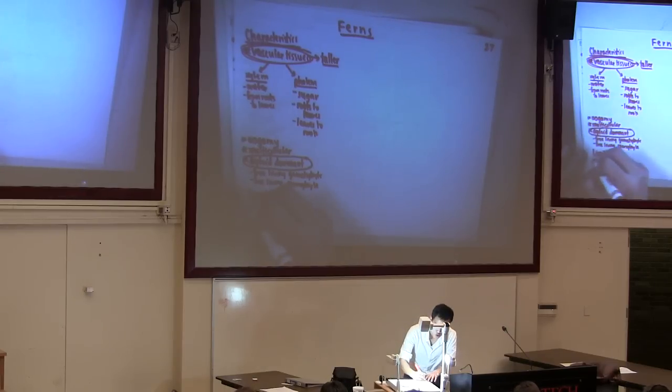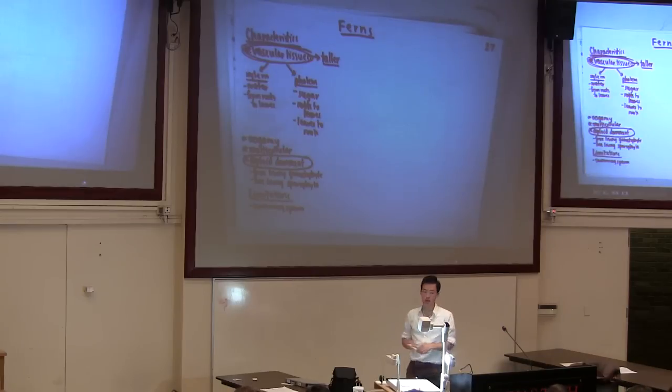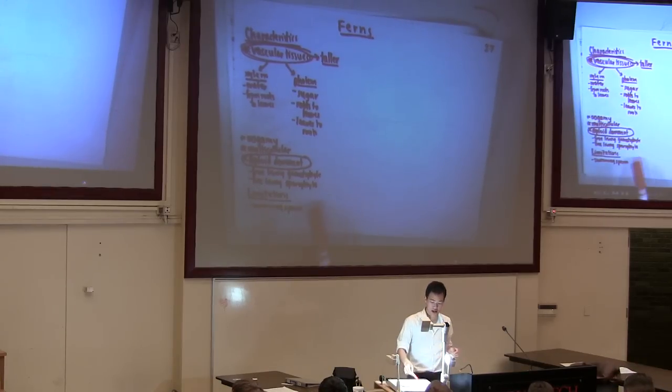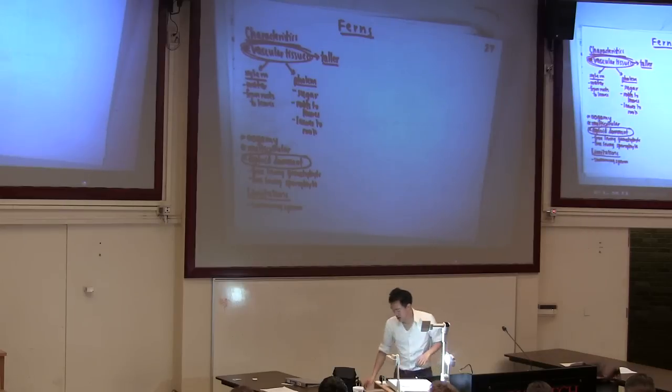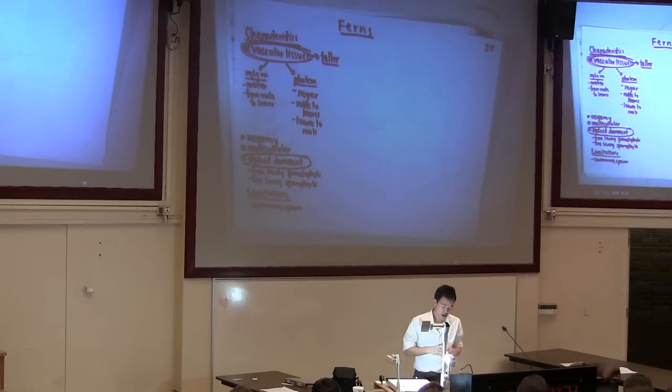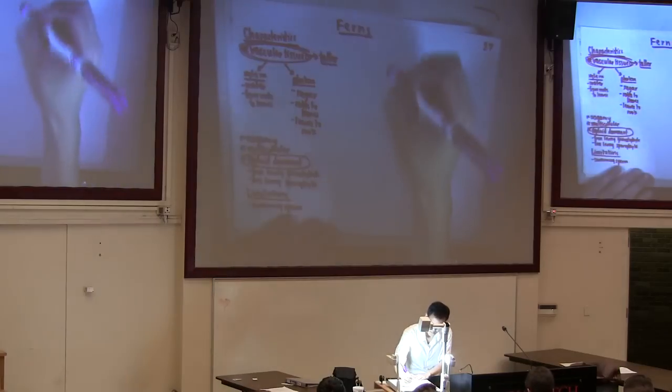Okay, so what are some limitations? Yeah, so you still have swimming sperm. Okay. So because you have vascular tissues, you can now grow taller, but you still need moisture for fertilization, right? So you can't go into super dry areas. Okay? Any questions? Okay, so let's go into the life cycle. And let's start somewhere else. So let's start with the gametophytes this time.